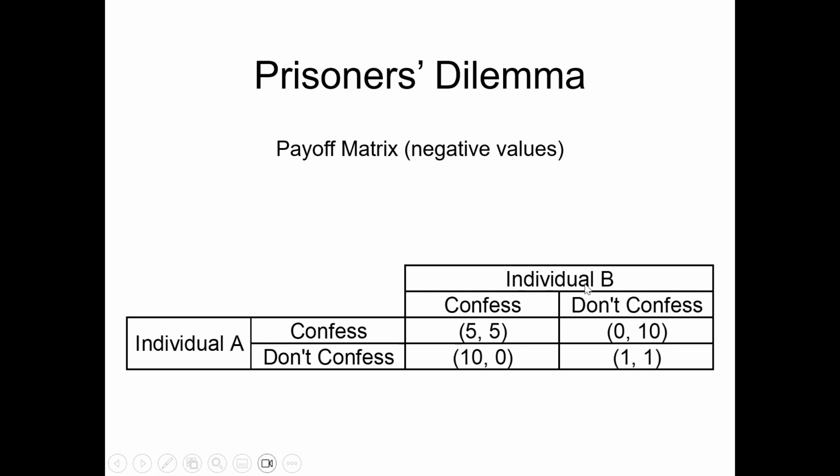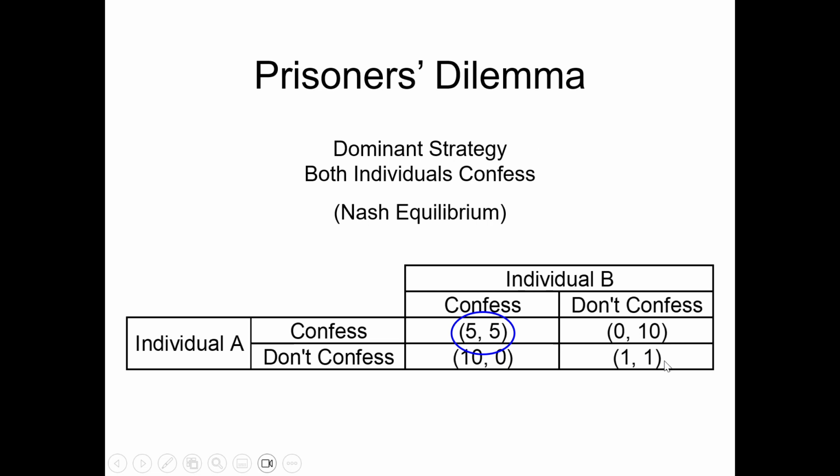A confesses and B doesn't confess. So A will not have any punishment, but B will get 10 years in prison. And if A doesn't confess and B confesses, A will get 10 years in prison. If both don't confess, automatically it will move on to 1 and 1 year in prison. But what they will do, they are actually being separated. So the dominant strategy of both the individuals here is that both confess.